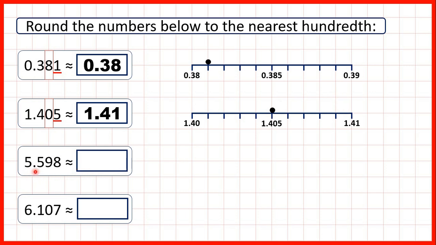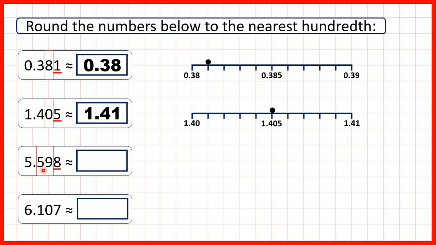Now we have 5.598. So we can circle our hundredths digit and look to the right. We have an 8, so we're rounding up. But we already have 9 in our hundredths, and we can only have one digit in each place value. So what we need to do here is to circle the tenths and hundredths together. So 1 more than 59 is 60.